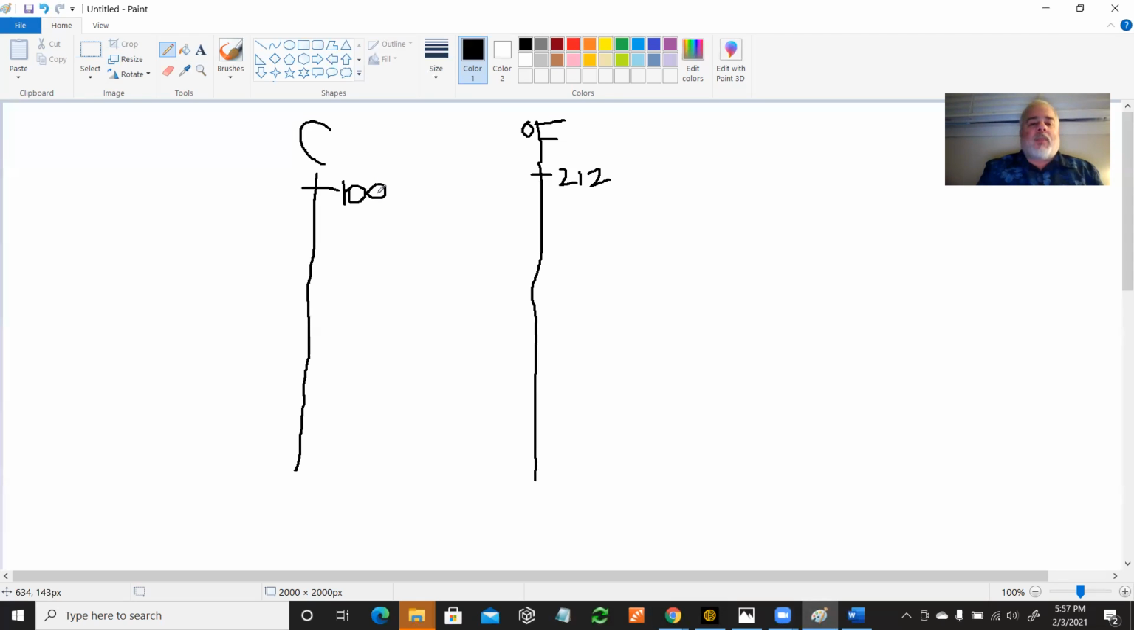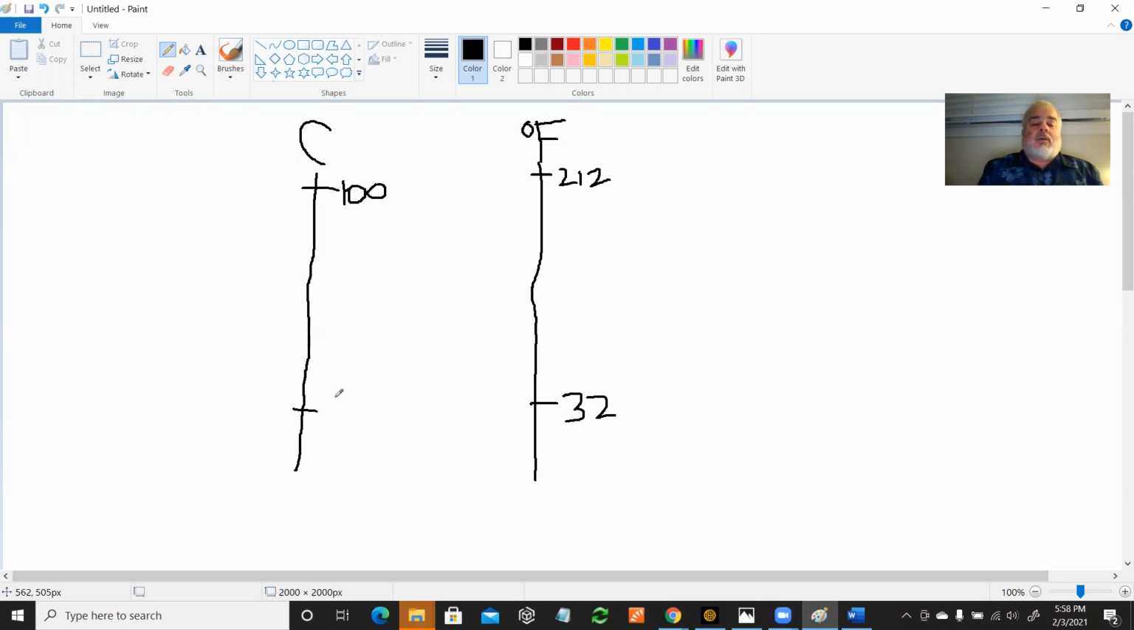Where'd that come from? Now, this does assume pure water at 1 atmosphere of pressure, because if you change the pressure on water and you change what's in the water, the temperature it boils at will change. What about freezing? Freezing in degrees Fahrenheit is at 32 degrees Fahrenheit.